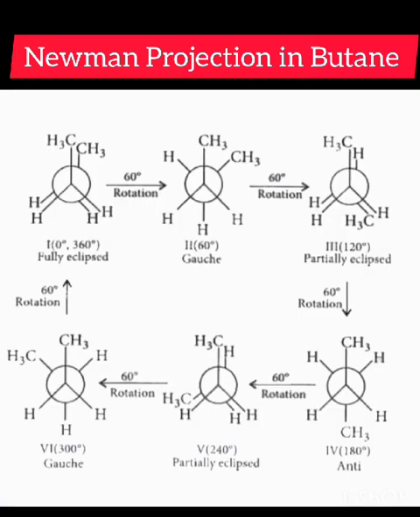Newman projection in butane. There are 6 conformations. When the rear methyl group is exactly behind the front methyl group with the dihedral angle 0 degree and 360 degree, this structure is called a fully eclipsed structure. Continuous 60 degree rotation of the rear carbon atom forms the 6 conformations of butane, that are gauche conformation, partially eclipsed conformation, anti or fully staggered conformation, partially eclipsed conformation, gauche or skew conformation.